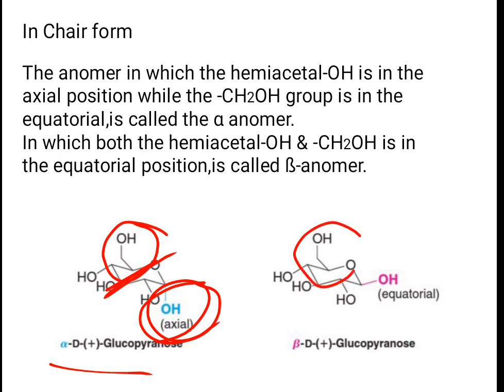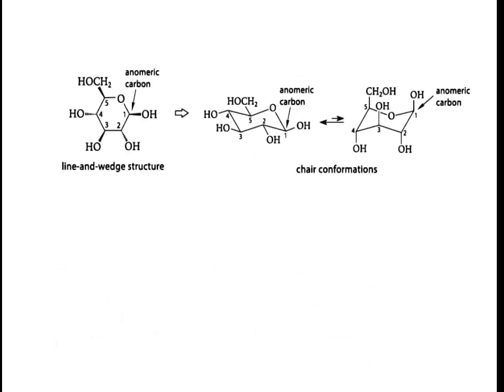Now you see that if you just do a ring flip, this CH2OH and this OH, both of them will go to the axial position. That will be beta, because in this case the CH2OH group, which you have to keep fixed at the equatorial position, if the CH2OH group is in the equatorial, and then if the anomeric OH group is also in the equatorial, that will give you the beta anomer. This is the line and wedge structure. You can check that this will be the beta anomer.